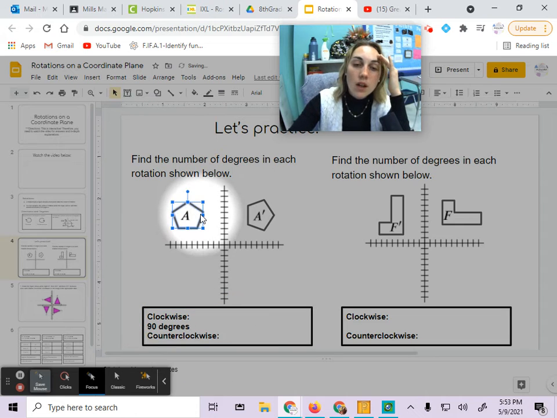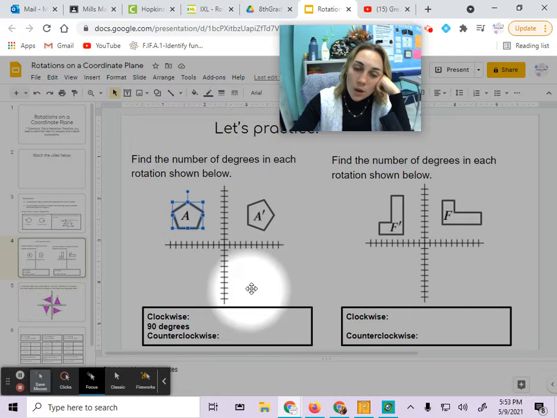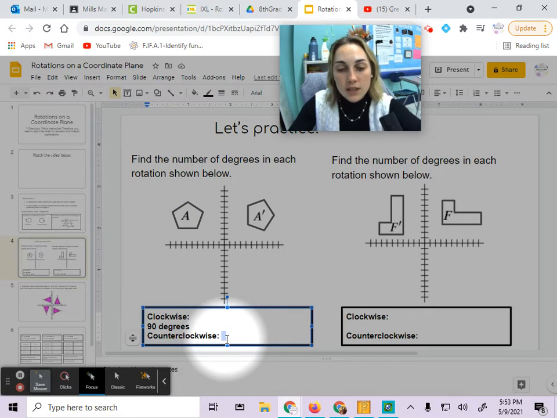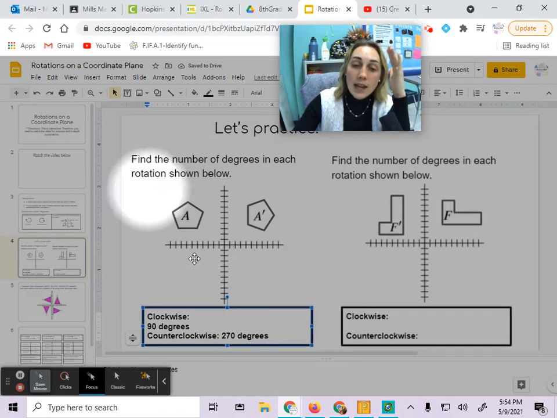But if we were going counterclockwise, so if we started with our pre-image here and we went the opposite direction, we need to count. How many degrees did we move our image? Well, we moved it 90 degrees, 180 degrees, and then we finally are at our image here. We moved it a total of 270 degrees counterclockwise.